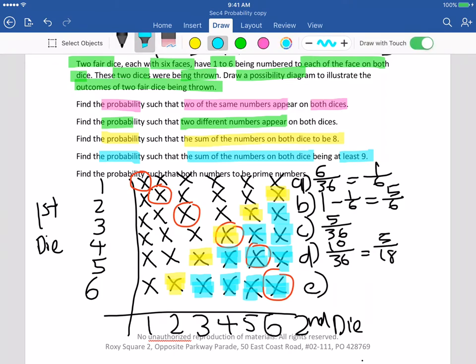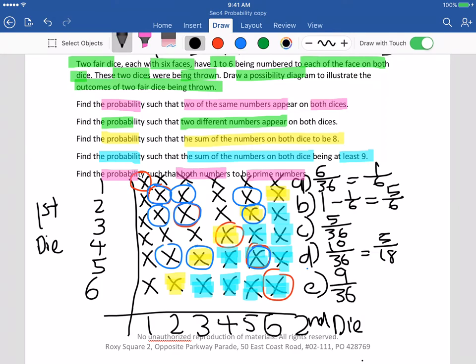Last but not least, find the probability that both numbers are prime numbers. Prime numbers now. I'm going to use a blue. What's the smallest prime number? It should be 2. So both numbers must be prime. It will be here: 2, 2. 2, 3. And 2, 5. It can be 3, 2 as well. 3, 3. 3, 5. 5, 2. 5, 3. 5, 5. So how many blue circles did I circle? If I'm not wrong, it would be 9 over 36, which equals 1/4.